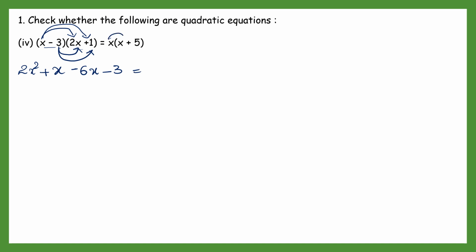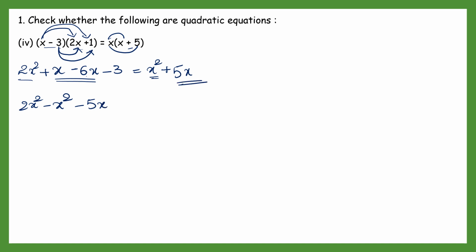Next x into x, x square, plus into plus is plus. Now you get x into 5, 5x. Let's get all the terms on right side to left side. Here 2x square, let's write as it is. Here you have x square term. On right side, if it comes to left side, it will become minus x square, plus x minus 6x, it will become minus 5x.